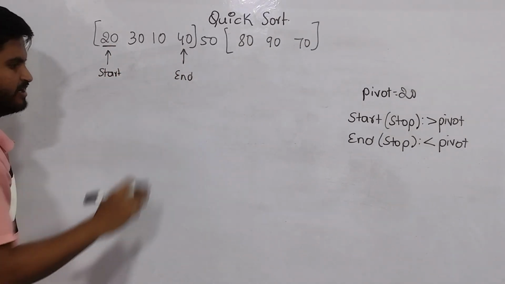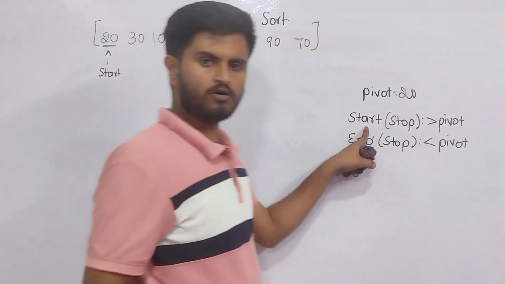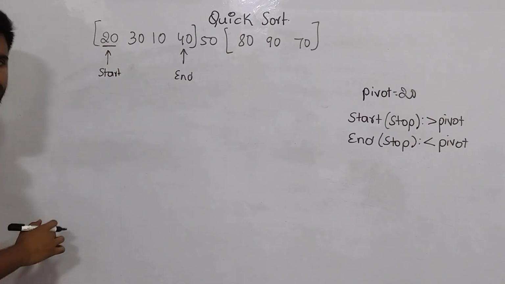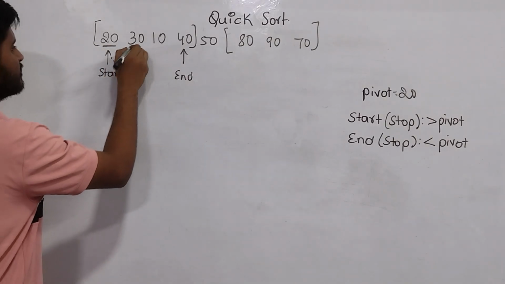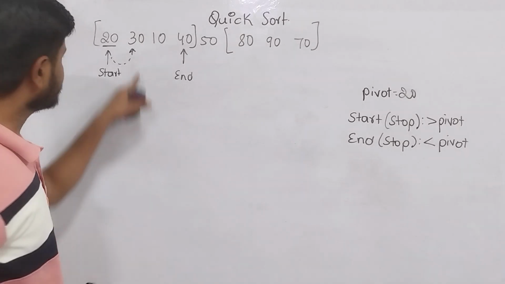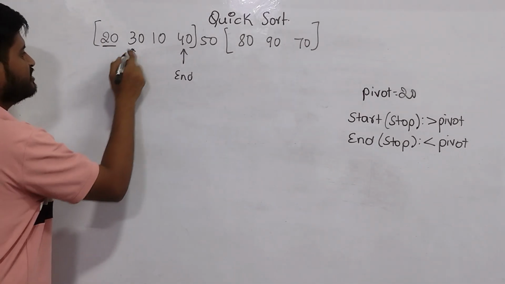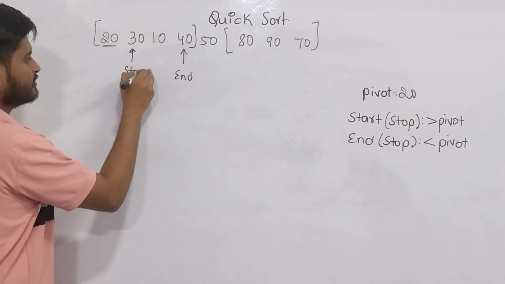Now I will apply it again. I will stop the start arrow when the value is greater than the pivot. Now the pivot value is 20, I will move. 30 is greater than 20. So I will stop the arrow here and my new start value is 30.